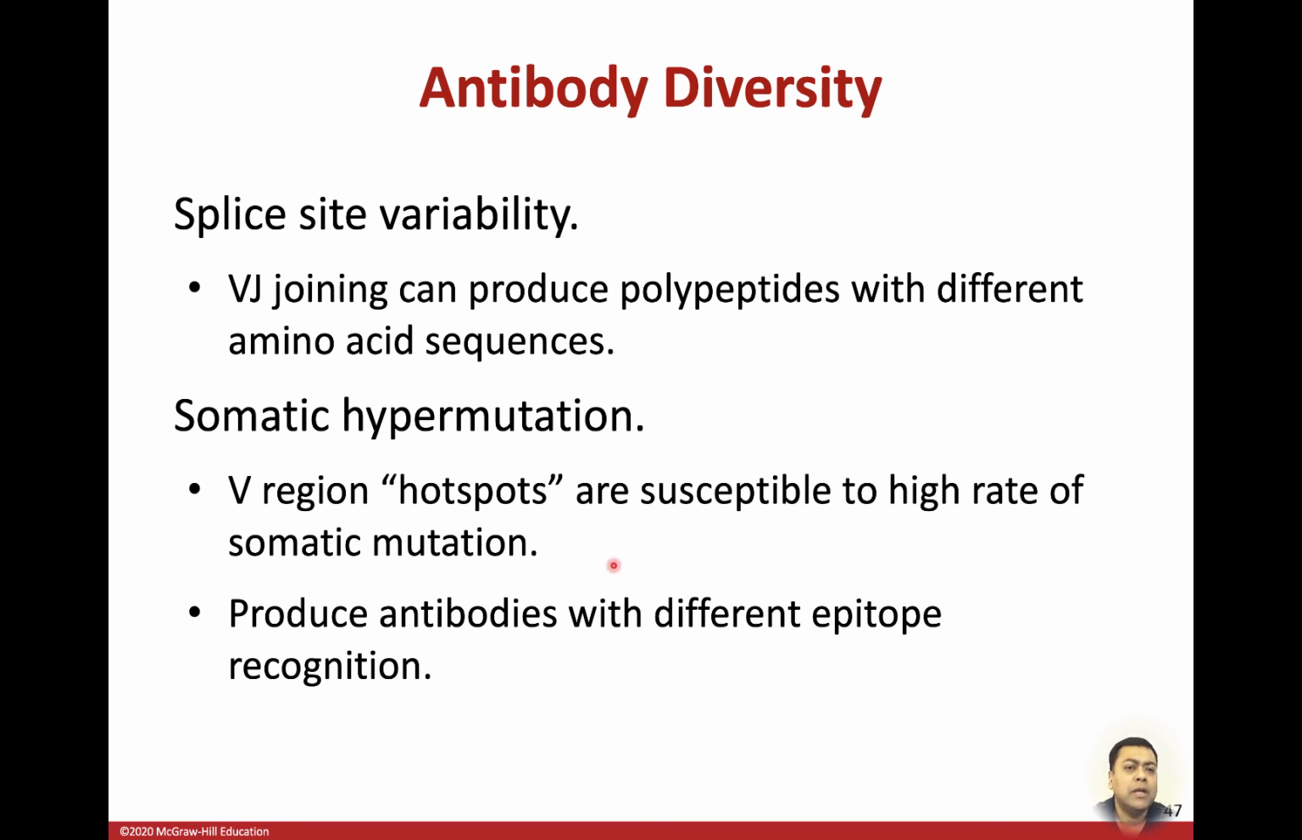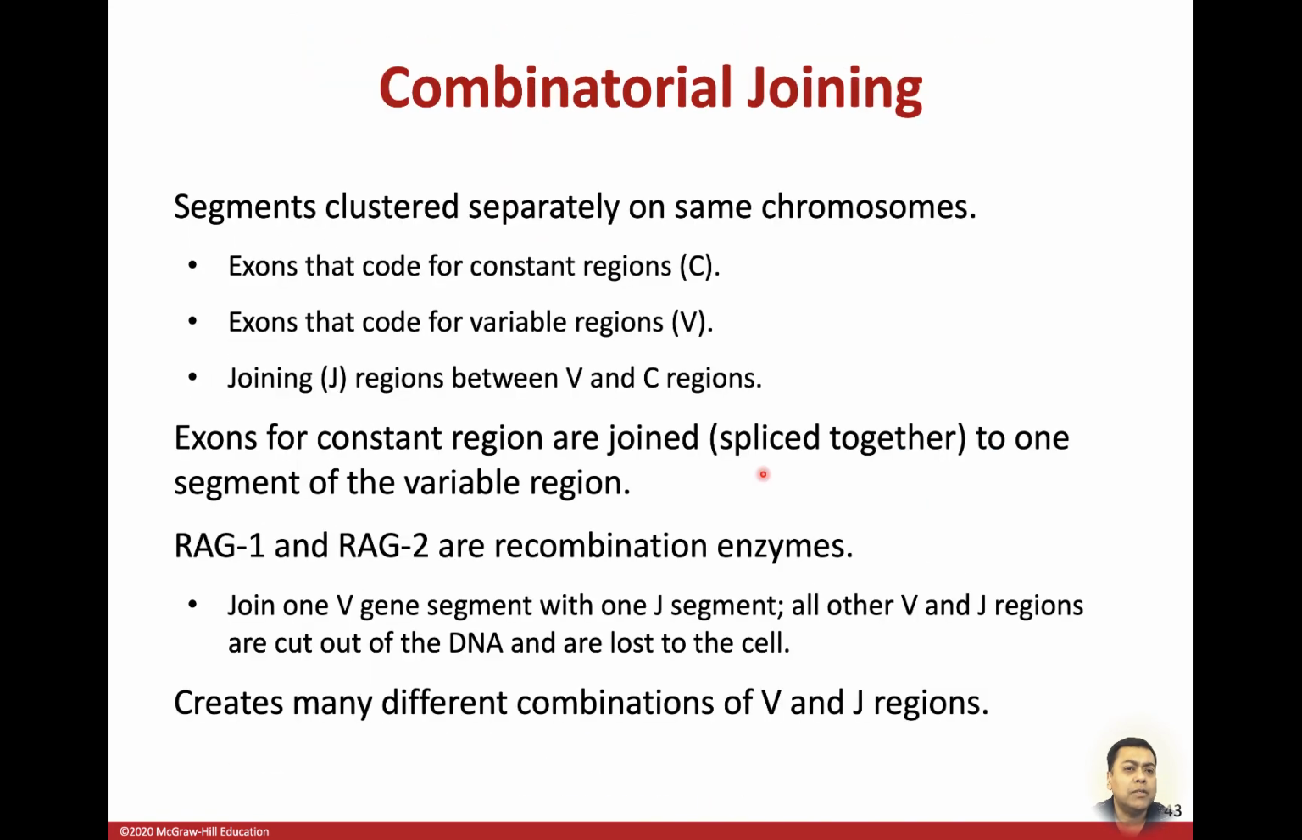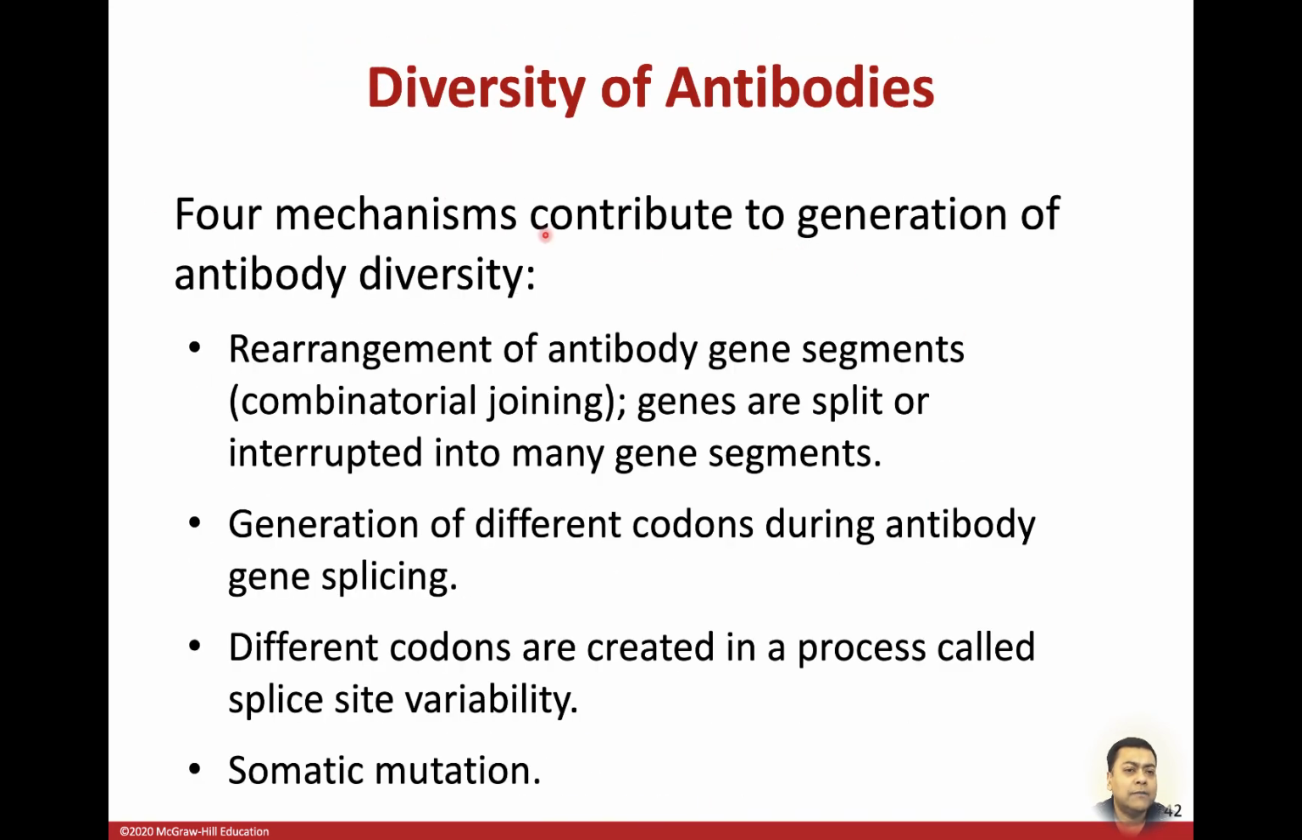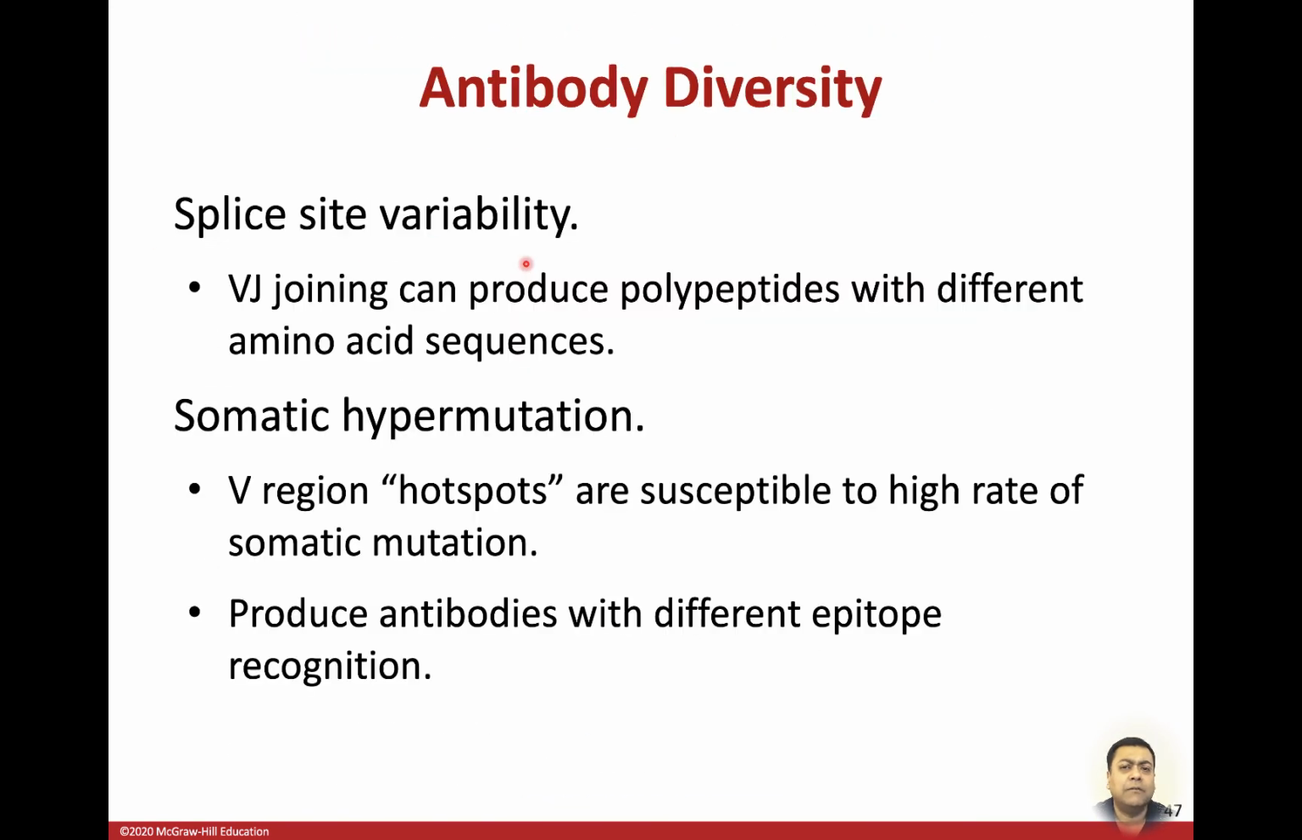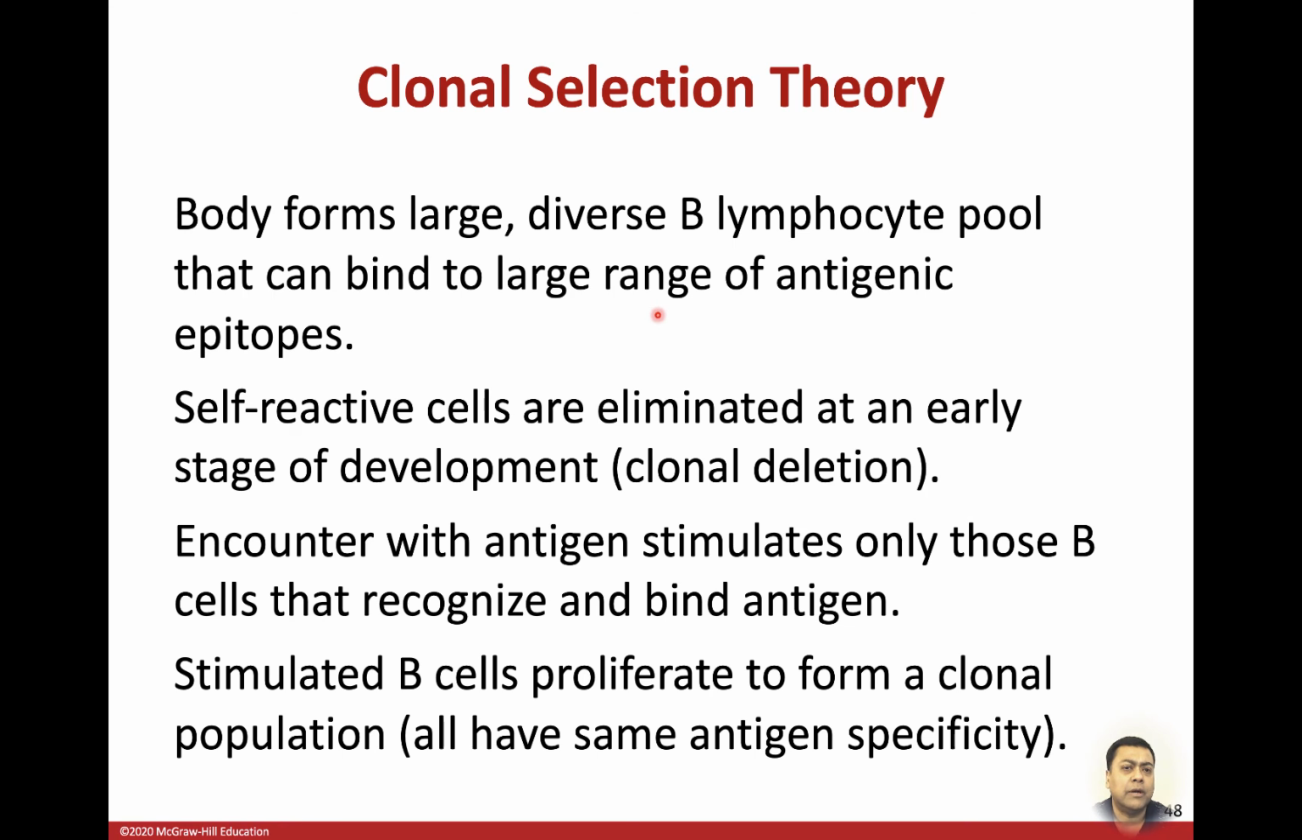And we already talked about how antibody diversity can be increased over a period of time by splice site variability and somatic hypermutation. So four of these things are important. Just remember that. What are these four mechanisms? That's your typical question. And detail of that is not going to be necessary.